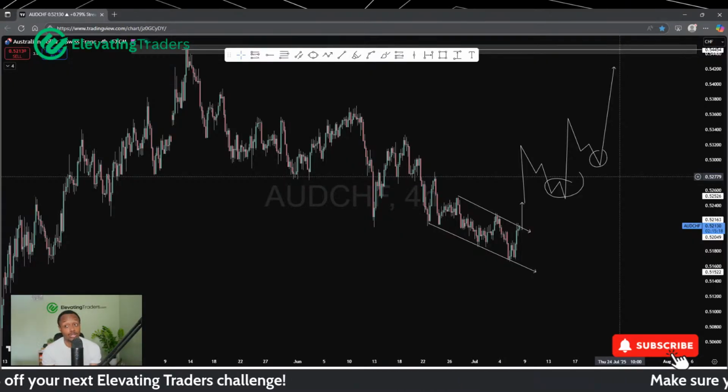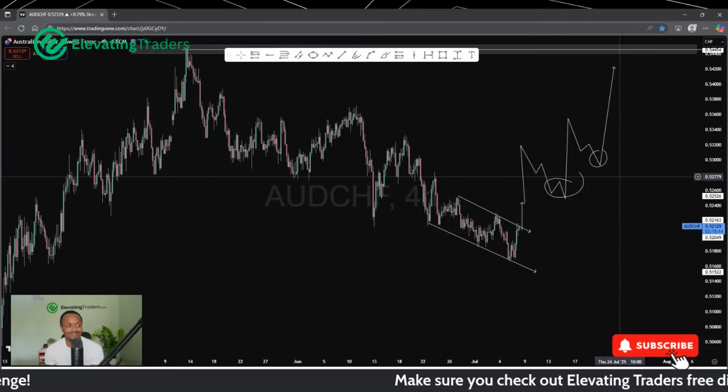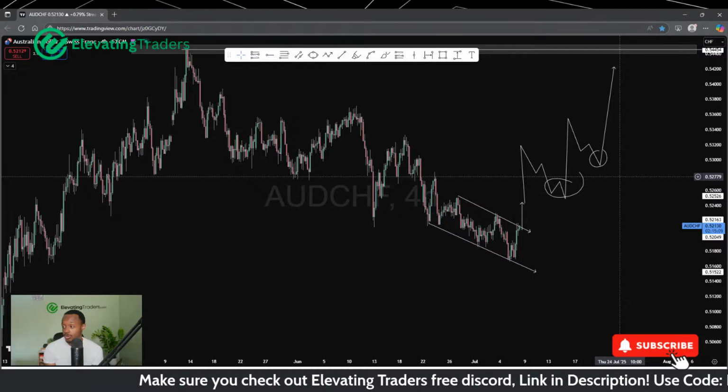I'm looking at Euro Aussie shorts as well, but I'll pick between the two. Aussie CHF, yeah, I quite like it. Risk reward looks good as well. So just waiting for a good entry.